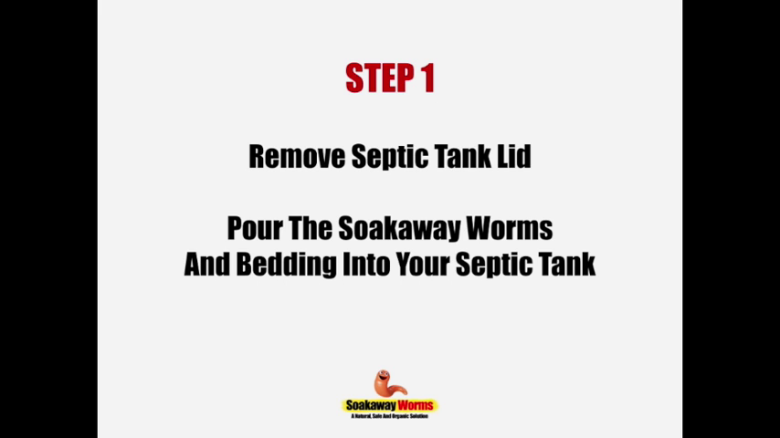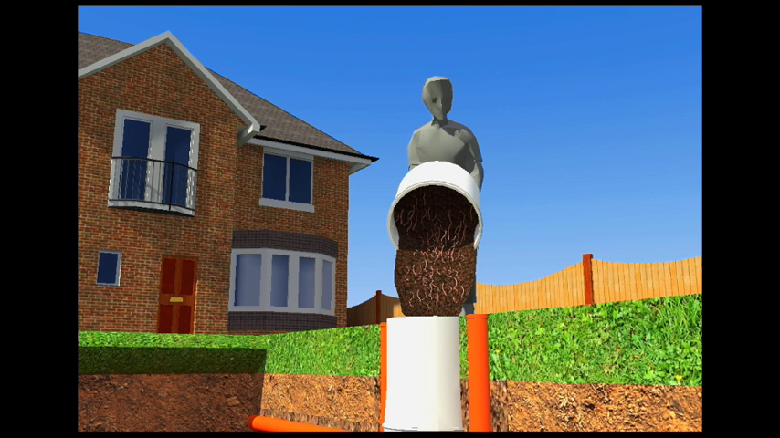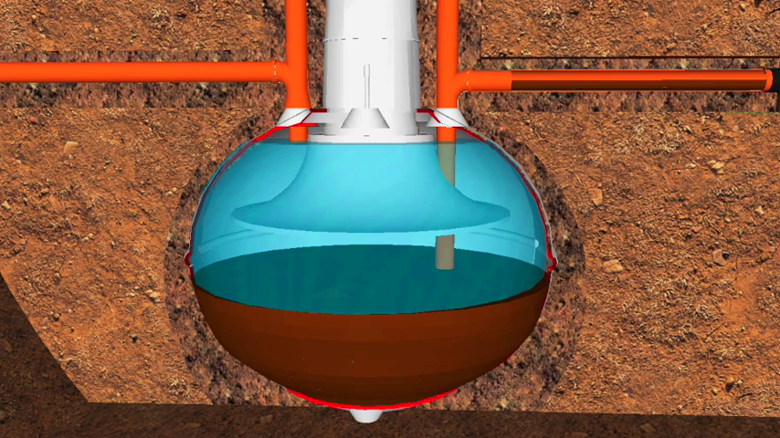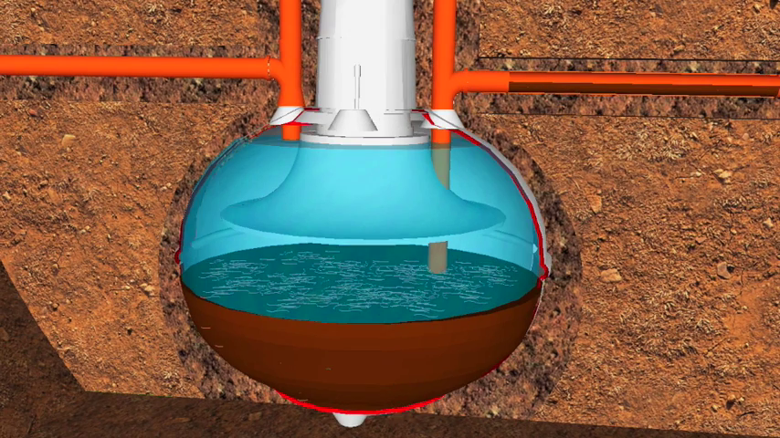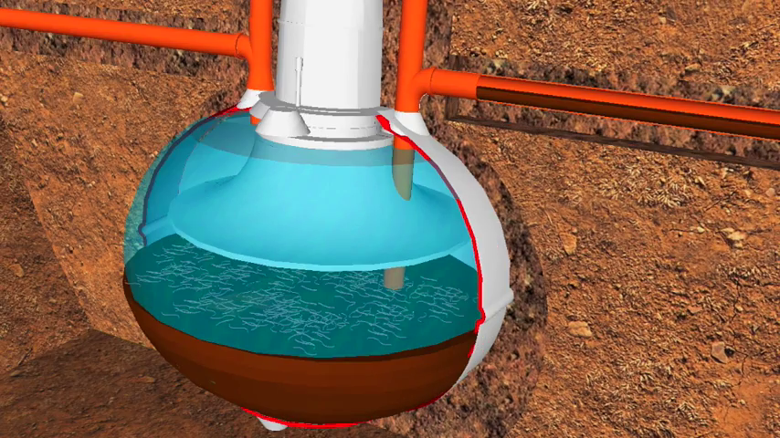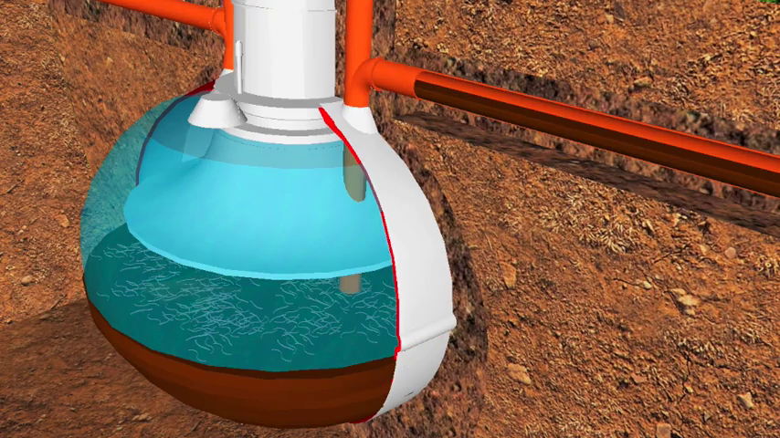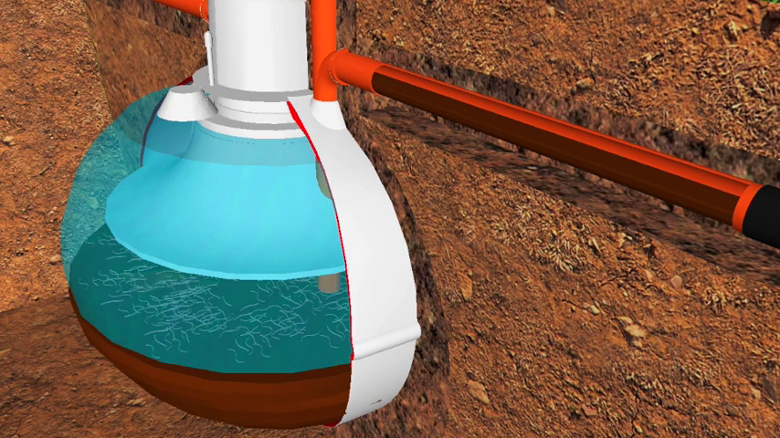Step 1. Remove the lid from the septic tank and pour the worms and the bedding all into the tank, and then replace the lid. The worms will fall to the bottom of the tank, and very quickly they'll adjust to their surroundings. They'll start burrowing into that sludge and making their way up through the outlet pipe towards the pipes that lead towards the soakaway.